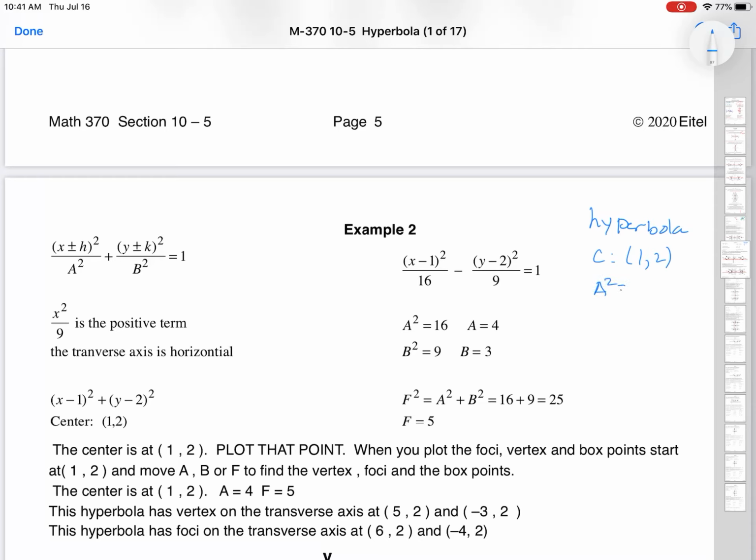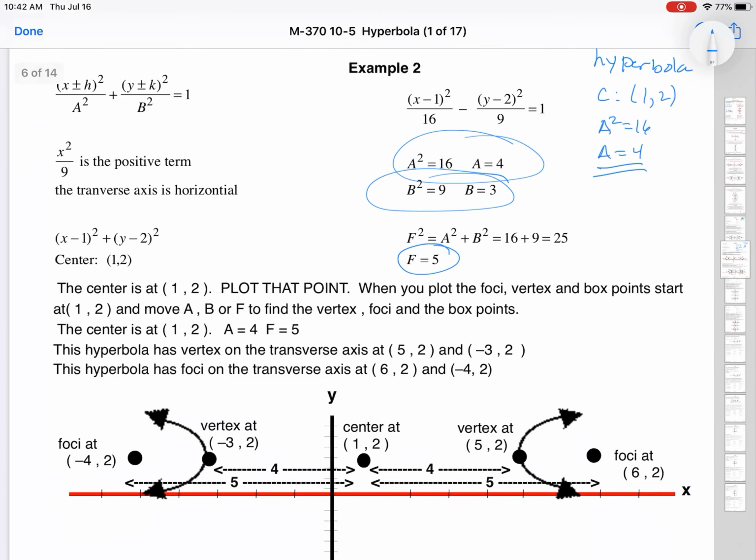A squared is equal to 16, so A is 4. And B squared is 9, so B is 3, right? I'm just duplicating that information. It's going to be the same focus of 5. So the only difference between example 1 and example 2 is where we start. So we're still going to go 4 units out in the x direction to get to my center point.